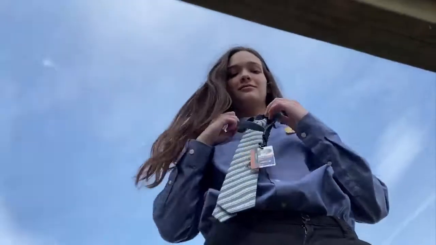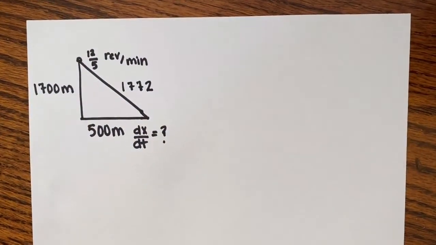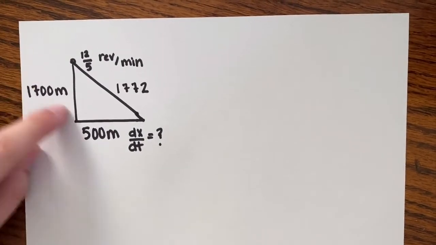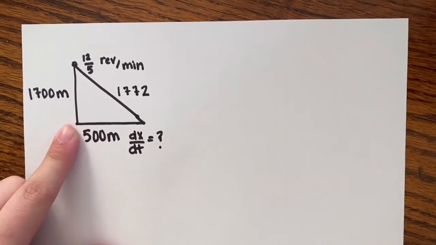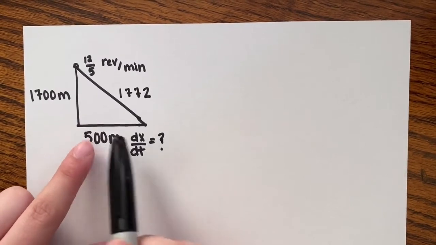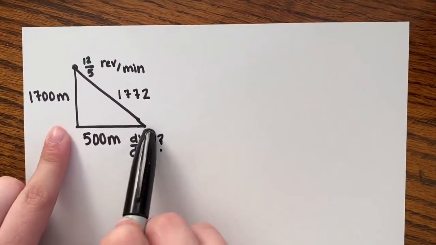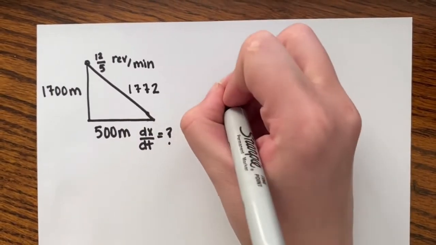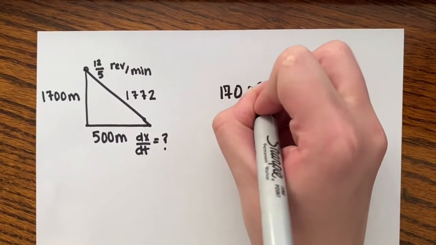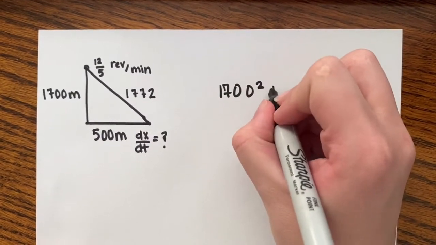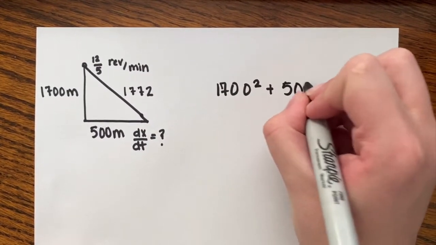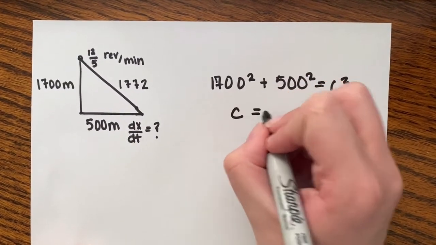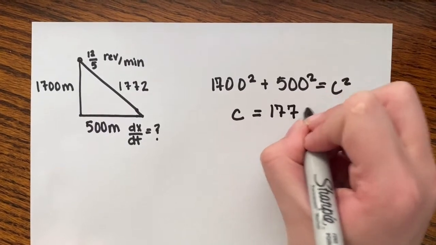Let's get started. Okay, so we know that the police watchtower is 1,700 meters from the border of the physics teacher's property line. We know that the lair that Mr. Grooby is hiding in is 500 meters from this point. In order to find the other side, you're going to use the Pythagorean theorem. So you're going to have 1,700 squared plus 500 squared is equal to c squared. Once you solve for that, you find that c is equal to 1772.